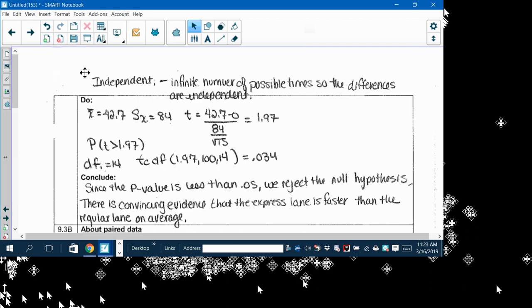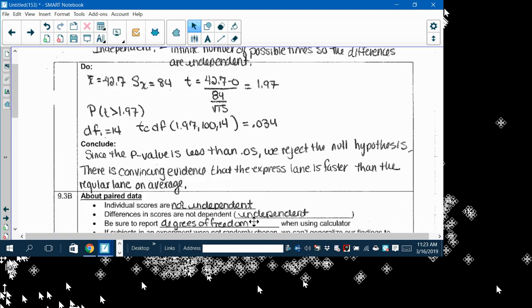All right. So the next thing we do is check for independence, and then we go ahead and calculate the mean difference between the two. So our null hypothesis is that there's no difference, and our actual value of difference was 42. So we come up with a t statistic, and we come up with a p-value of 0.034. So since the p-value is less than 0.05, we reject the null hypothesis and say that there's convincing evidence that the express lane is faster than the regular lane on average.